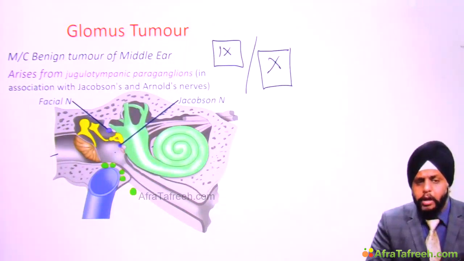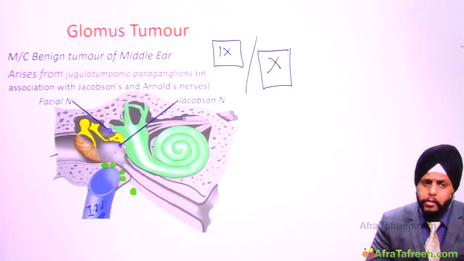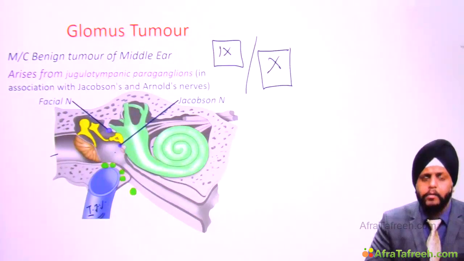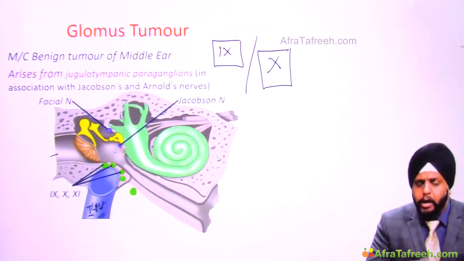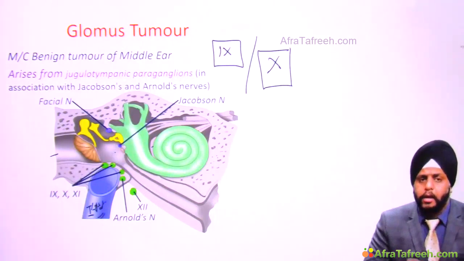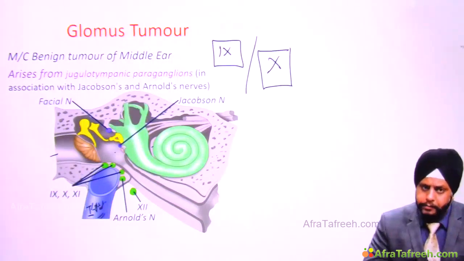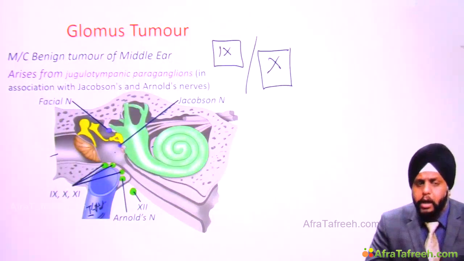Now around the internal jugular vein, which you can see here, we have a few cranial nerves. Which cranial nerves? They pass through the jugular foramen along with the IJV. We have the 9th, 10th and 11th cranial nerves. Along with that you can see the branch of the 10th cranial nerve, that is your Arnold's nerve. And finally, going a little separate, through the hypoglossal canal, we have the 12th cranial nerve, the hypoglossal nerve. So around Jacobson's nerve and around Arnold's nerve, we have these paraganglionic cells.